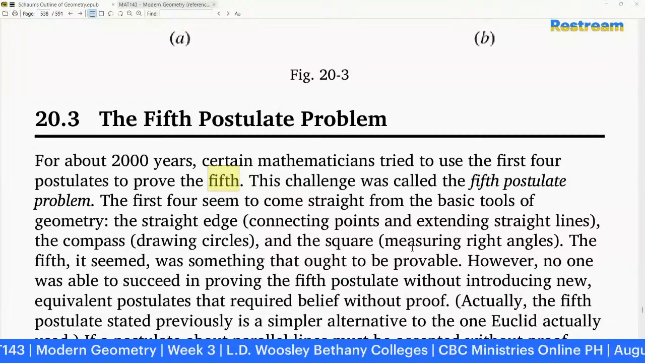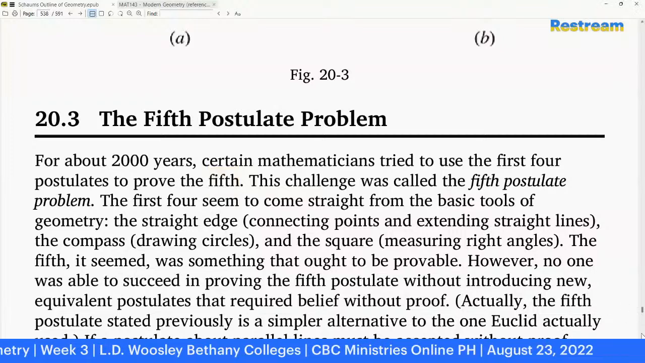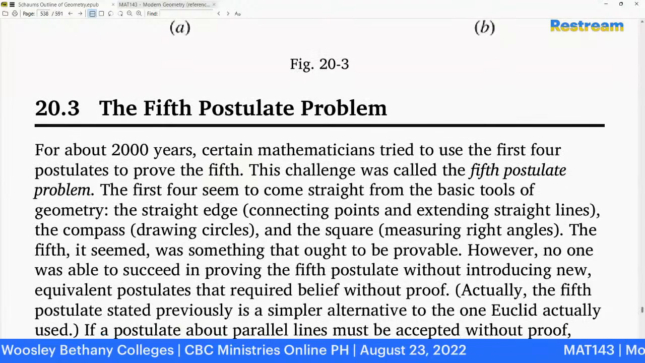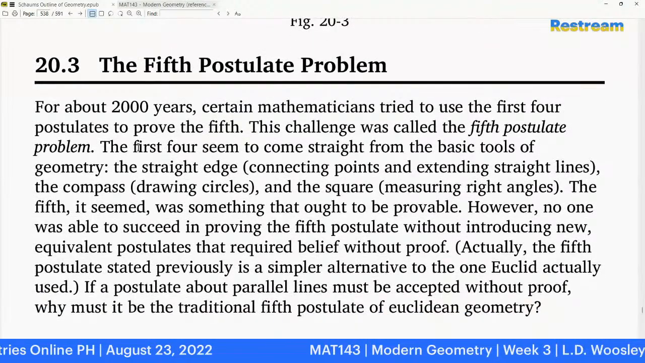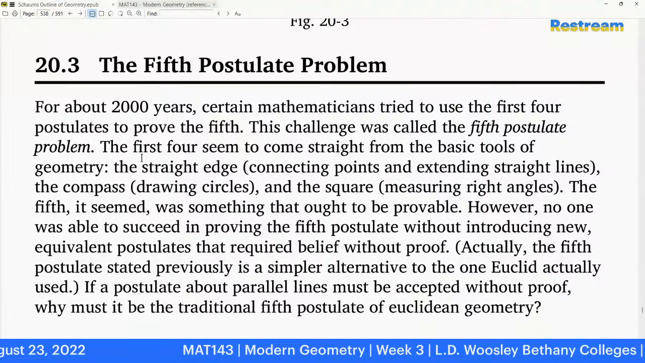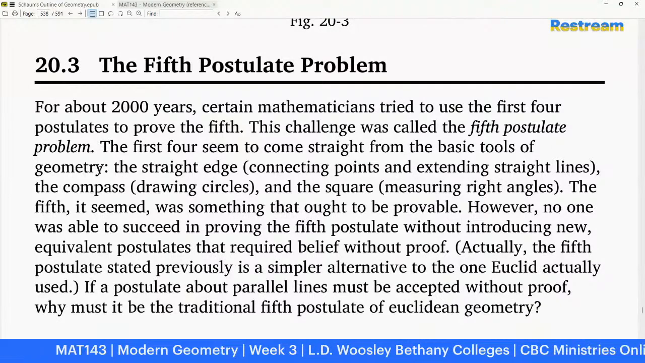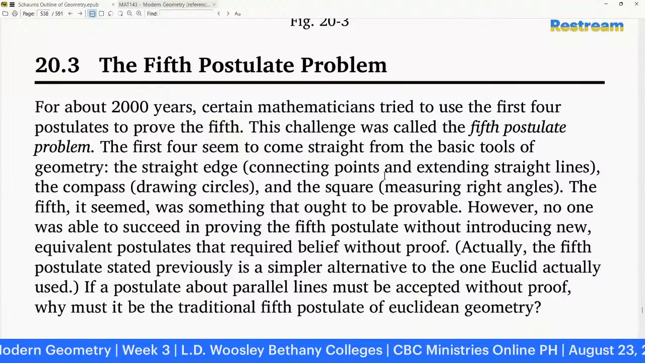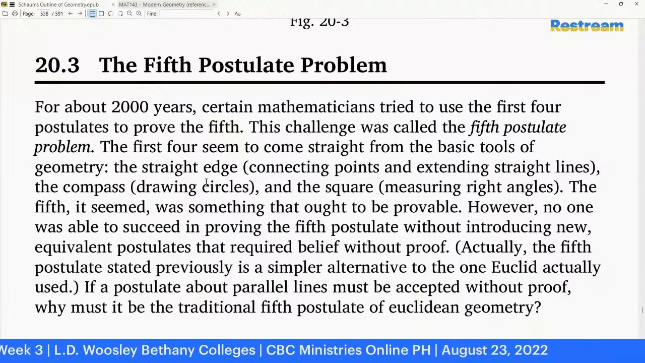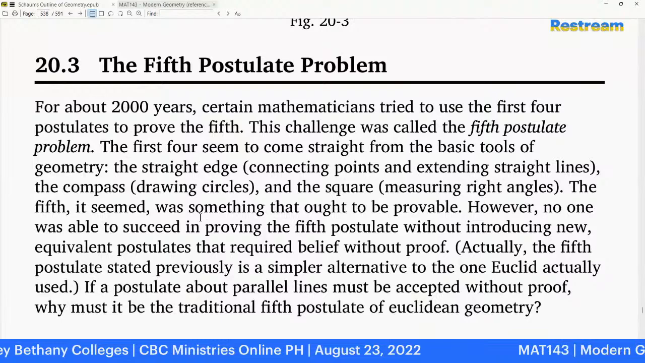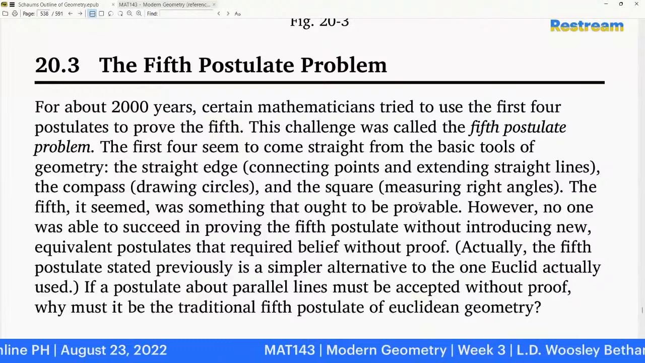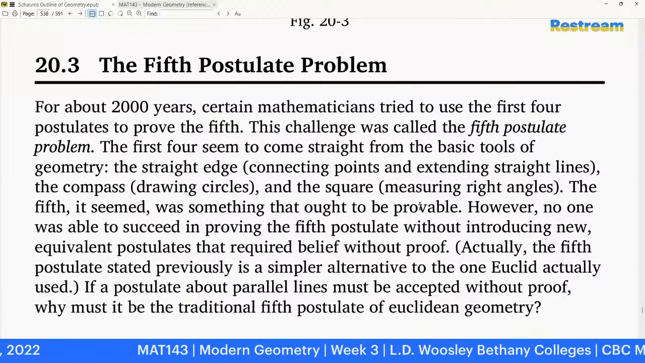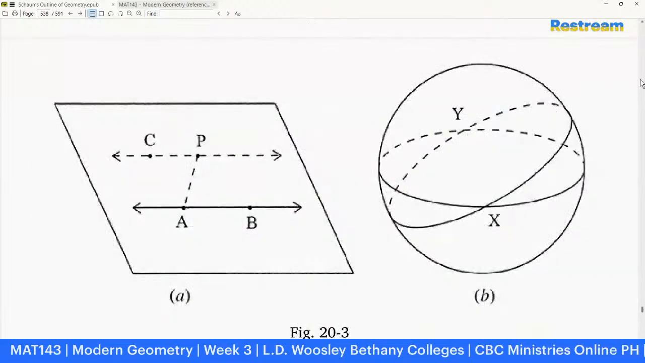Alright, so anyway, yan yung sa Euclidean, walang problema. Pero non-Euclidean, yan sabi dyan, the first four seem to come straight from the basic tools of geometry. Yan, the straight edge, connecting points, extending, the measure, okay, etc. The fifth, it seemed, was something that ought to be provable. No, kasi parang obvious yung 1 to 4 eh. Obvious na obvious siya eh.